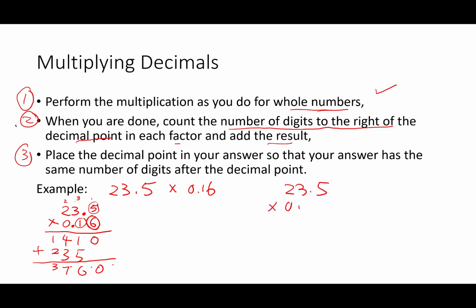So then the answer for 23.5 times 0.16, right? It will be 3760. And how many decimal places do I have? I have 1, 2, 3. So then I put my decimal point here, to make sure that I also have 1, 2, 3 decimal places. So that's how we do multiplication, alright?